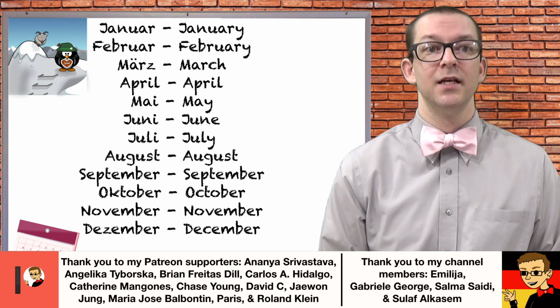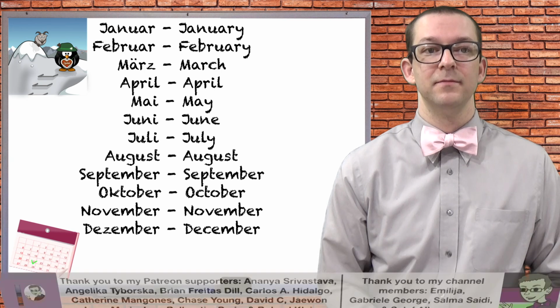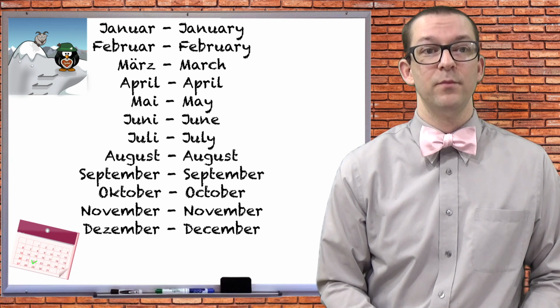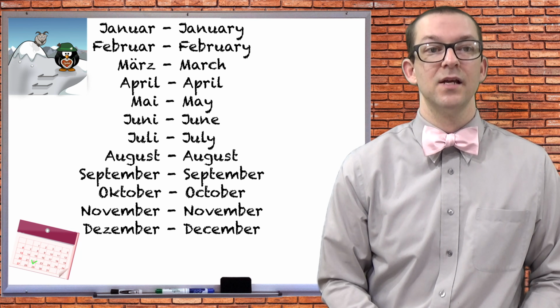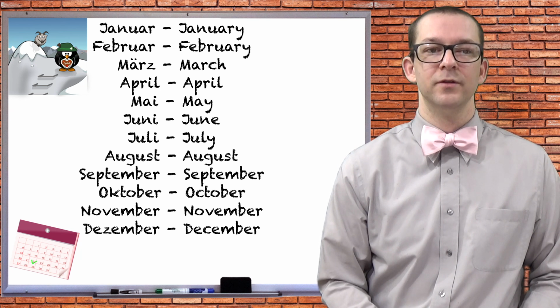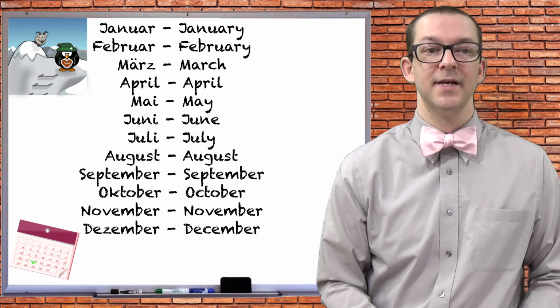Here they are. Januar, January. Februar, February. März, March. April, April. Mai, May. Juni, June. Juli, July. August, August. September, September. Oktober, October. November, November.